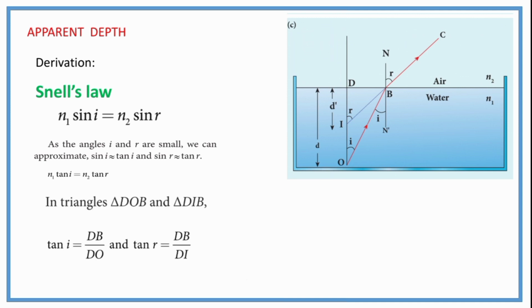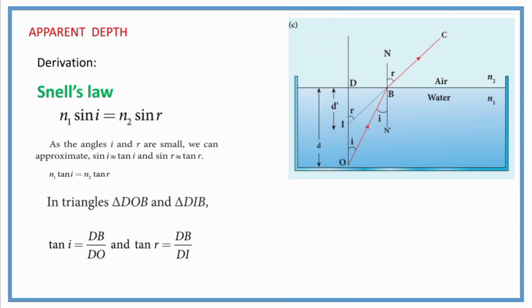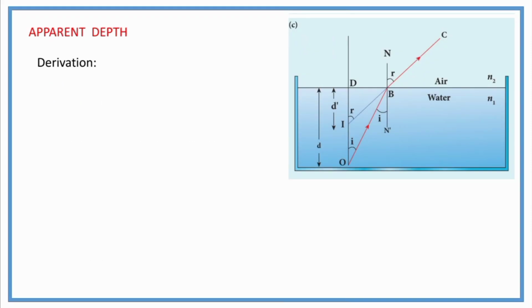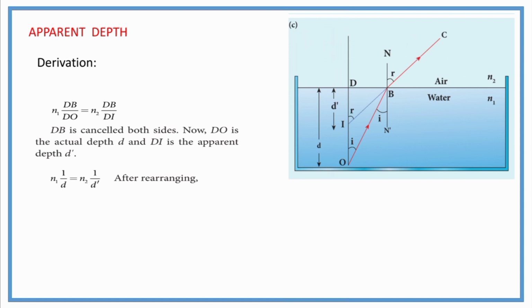In triangles DOB and DIB, we obtain tan I equal to DB by DO and tan R equal to DB by DI. Apply the two values in Snell's law. We obtain N1 DB divided by DO equal to N2 DB divided by DI. Cancel the DB on both sides and apply the value DO equal to D, that is actual depth, and DI equal to apparent depth, that is D dash. We obtain N1 divided by D equal to N2 divided by D dash.